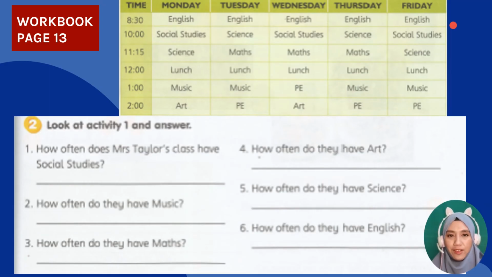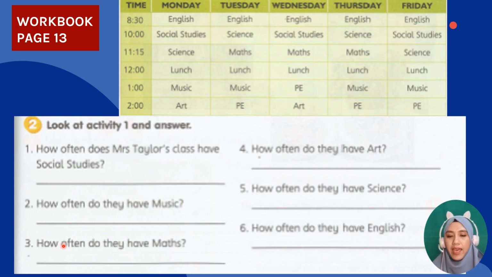Activity 2. Look at activity 1 and answer. Okay, now let's look at the timetable again and answer the question. Number 1. How often does Mrs. Taylor's class have social studies? Look here. We've got 1, 2, 3. How to answer this question? Yes, 3 times a week. How often do they have music? Find here. 1, 2, 3, 4. What's the answer? Yes, 4 times a week.